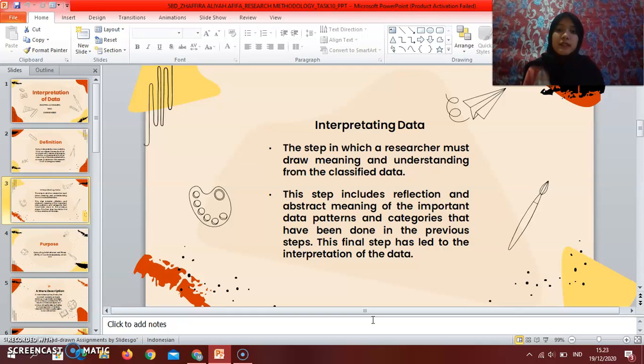Interpreting data, the steps in which a researcher must draw meaning and understanding from the classified data. And this step includes reflection and abstract meaning of the important data patterns and categories that have been done in the previous steps. This final step has led to the interpretation of the data.